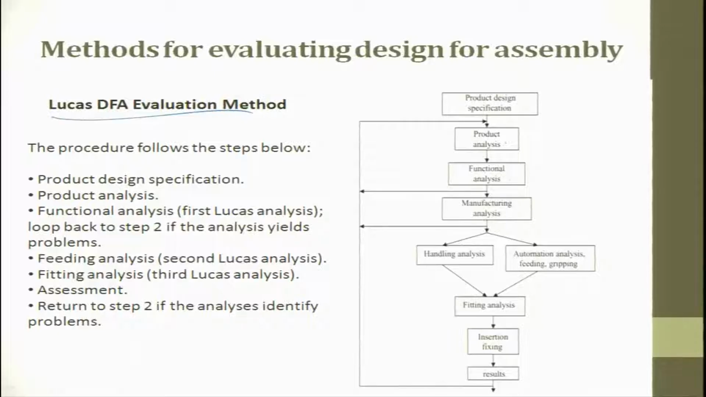After manufacturing, there are 2 steps, one is handling, the other one is feeding. So, handling analysis, automation analysis, feeding and gripping, and then both are put together, we do a fitting analysis, then insertion and fixing, and then finally you get results. Here if you have a problem after manufacturing analysis, again we go to loop 2, and if we have a problem after the results, once again we go to step 2 and start reiterating. Interestingly, functional analysis, manufacturing analysis, handling analysis and feeding analysis are all talked about in the Lucas method.